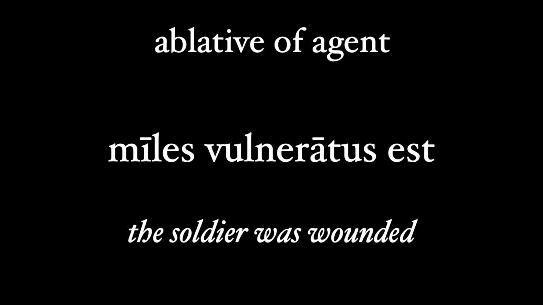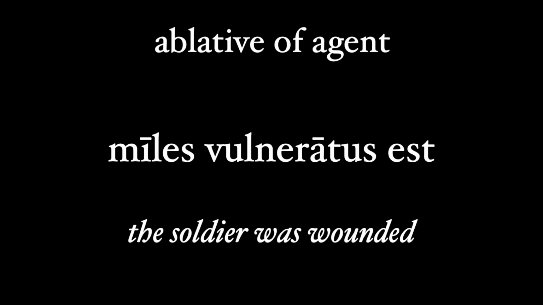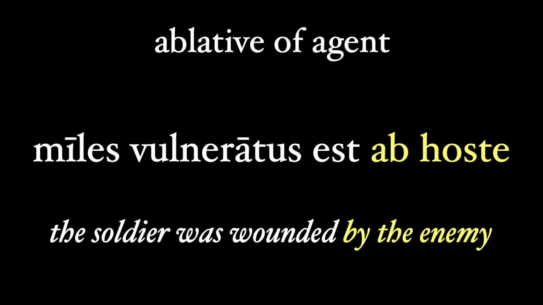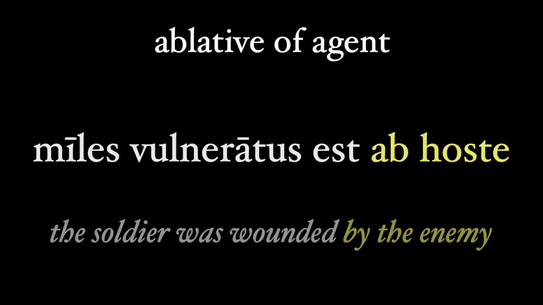So say we have a passive verb, and let's go with miles vulneratus est. The soldier was wounded. Remember, in a passive sentence, the receiver of the action is in the nominative case, and that's our miles. If we're going to identify who did the wounding, the doer of the action, we're going to want to use a prepositional phrase with ab. By the enemy would be ab hoste. So the action flows in the passive sentence from this ablative that's doing the action to the subject. The enemy is doing the wounding, the soldier receiving it.